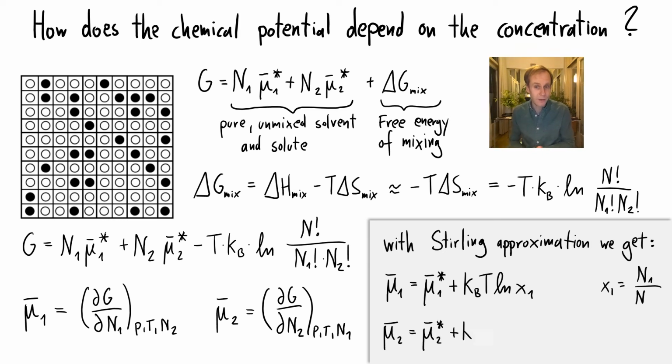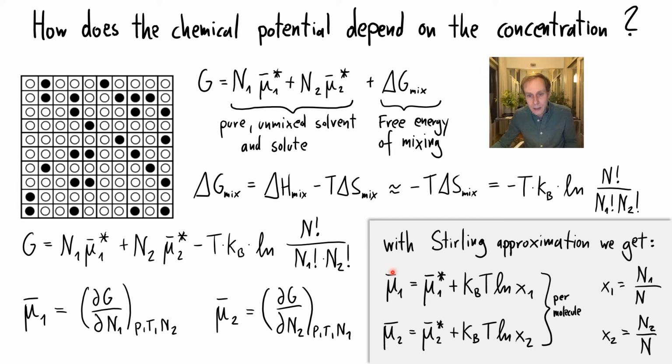And exactly the same formula, of course, for the solute molecules. The chemical potential for pure solute plus this mole fraction dependent natural logarithm term, where X2 is simply the number of solute molecules divided by the total number of molecules in this box here. And again, this bar indicates that this is the chemical potential per molecule, not per mole, but per molecule, right?